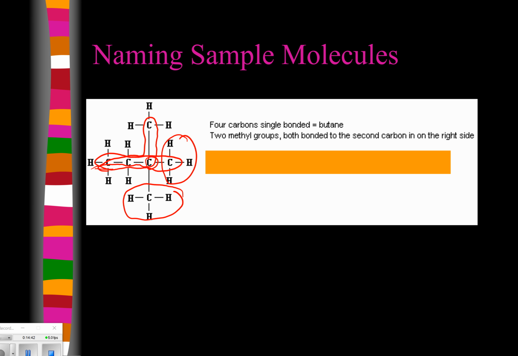Since they're both bonded to the second carbon, we want to number that as 1, 2, 3, 4, as opposed to the other way, which would put the methyl groups on the third carbon. This will become 2,2-dimethyl, because we have two methyl groups, butane. So 2,2-dimethylbutane.